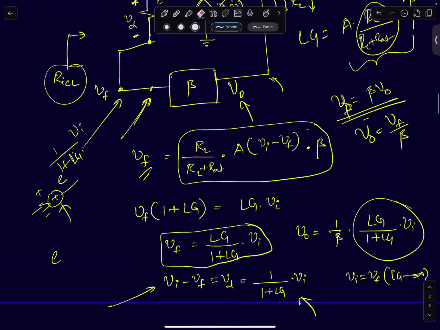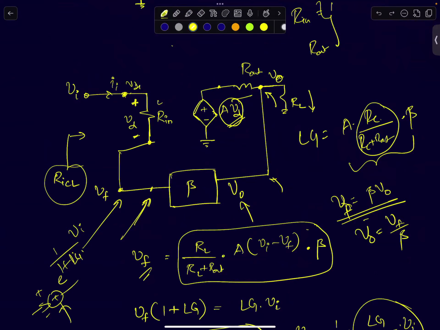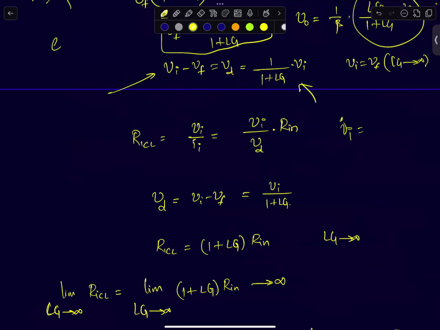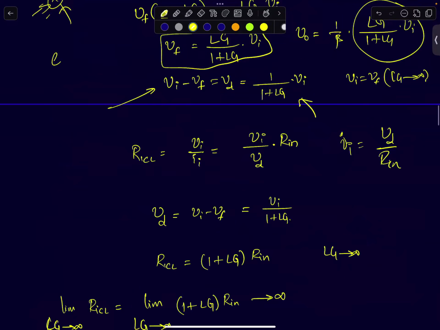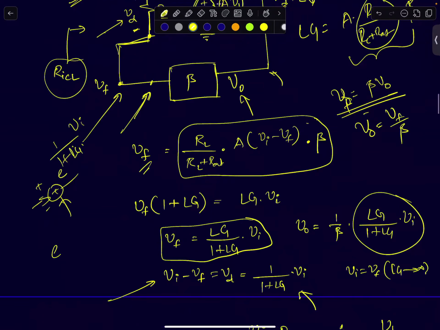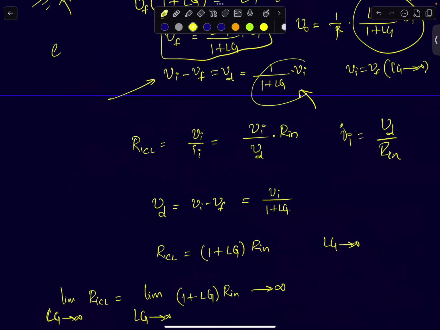So now, when you close the loop, the input impedance is simply given by Vi by Ii. In open loop, the input impedance is simply Rin itself. But now in the presence of feedback, you want to find the ratio of Vi by Ii. The input current Ii is simply given by Vd upon Rin, the differential voltage upon Rin. And I just derived an expression for Vd. Vd is simply Vi upon 1 plus loop gain. So substitute that, and you'll end up getting an expression. Rin closed loop is simply 1 plus loop gain times Rin.